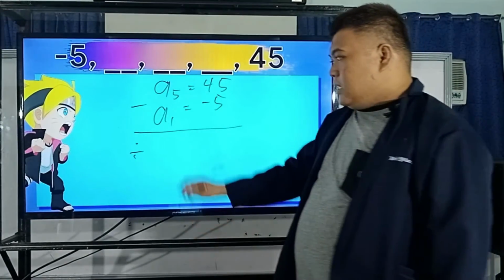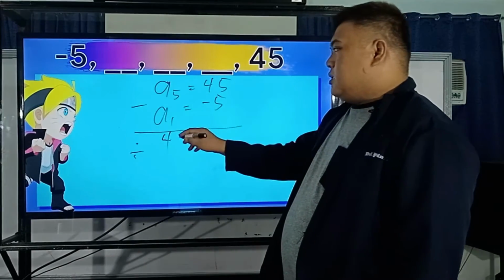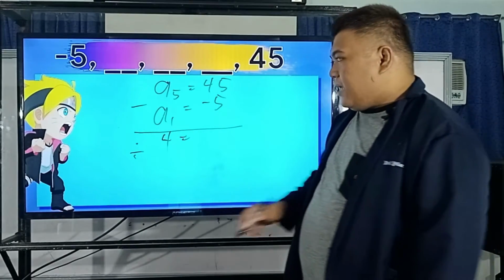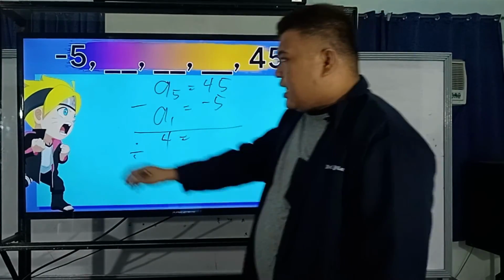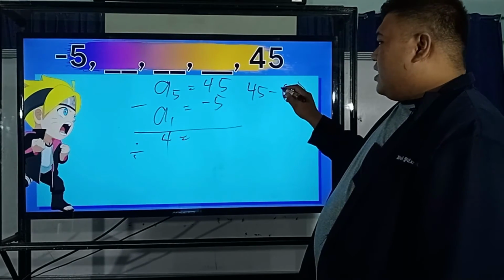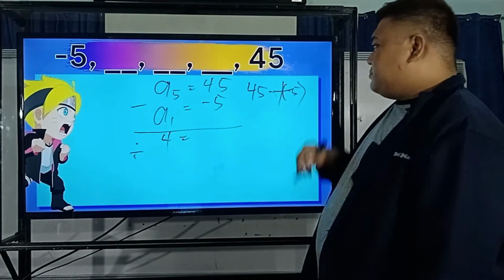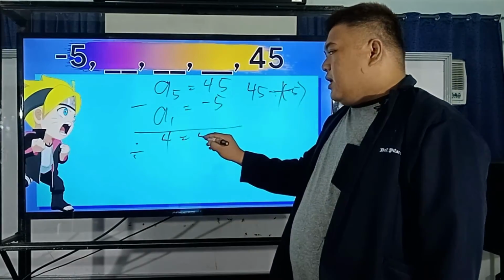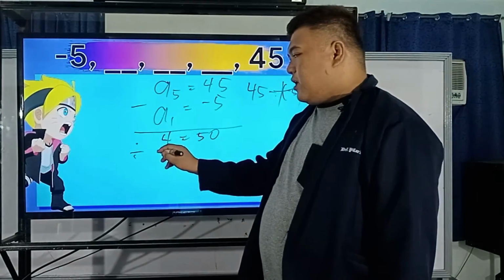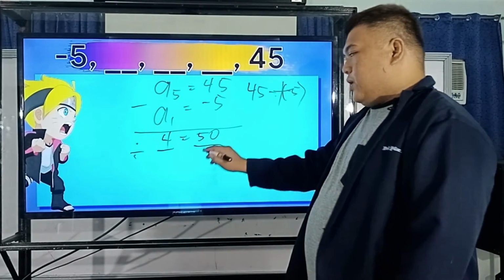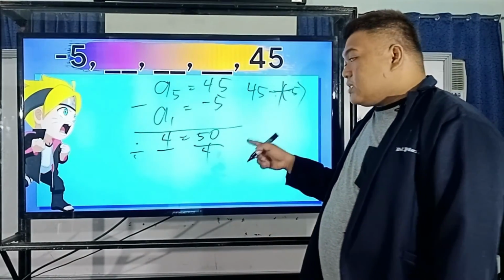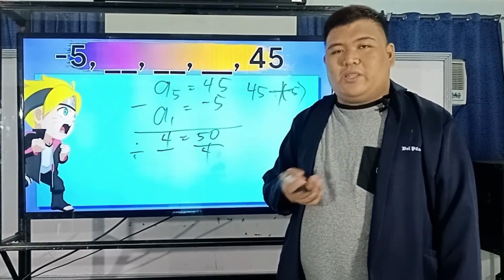5 minus 1 is 4. And 45 minus negative 5. So, ito ay magiging positive na kasi 45 minus negative 5. Negative times negative is positive, and 45 plus 5 is 50. Now, we need to divide whatever number yung nasa left side ng equal sign. 50 divided by 4. Obviously, the answer is not a whole number.